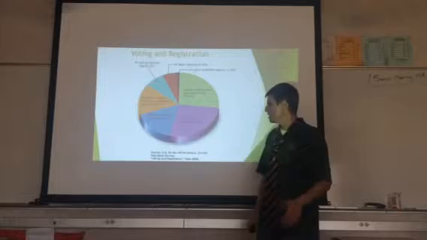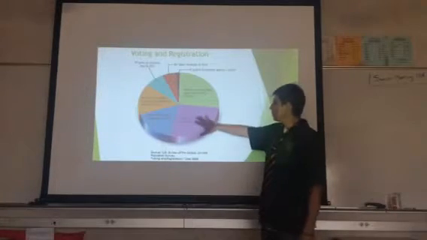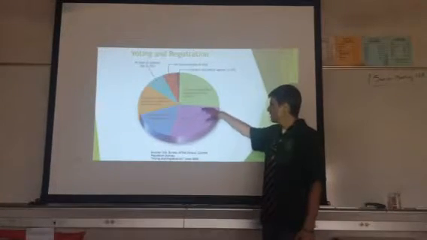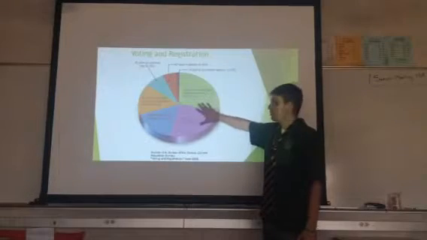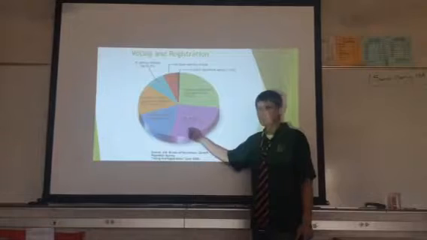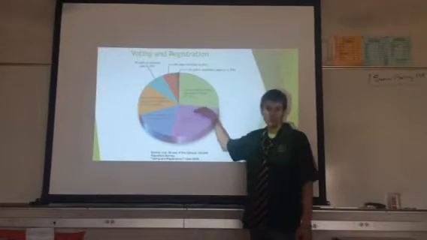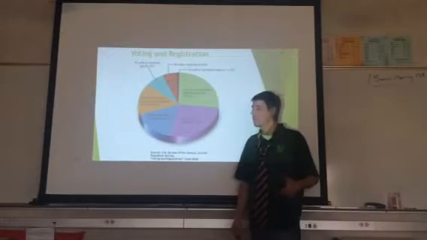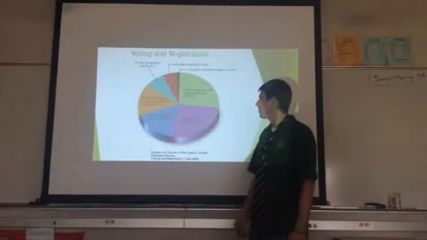Here is some evidence of the Motor Voter Act. About 22%, and another 22%, so 44% of people register to vote either when they get their driver's license or through the government registration offices, as well as the public libraries and such.